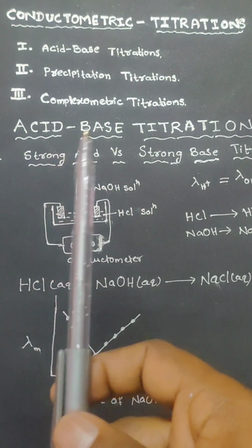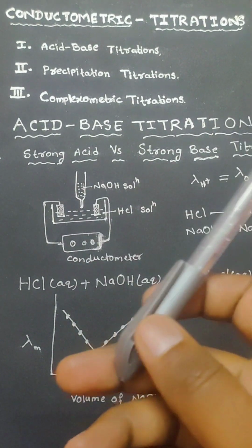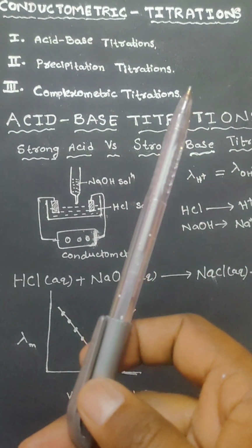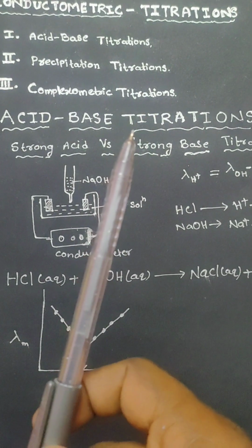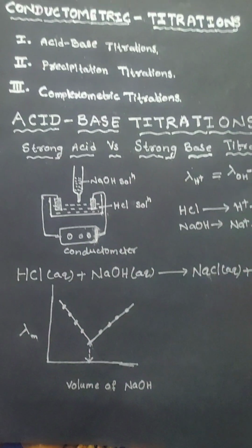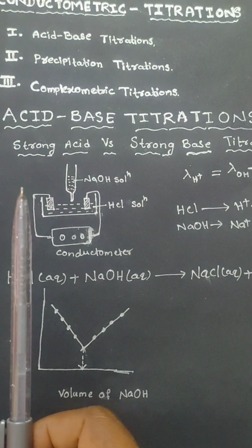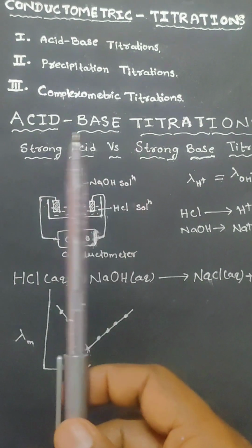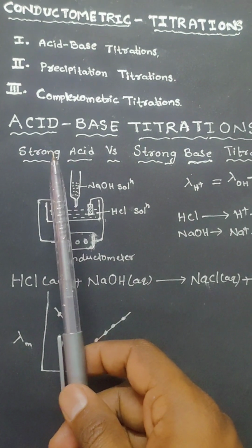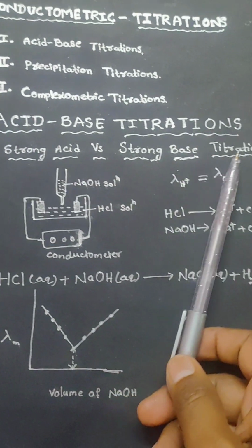Here acids are of two types, strong acid and weak acid. Similarly, bases are of two types, strong base and weak base. So on the whole we have four types of acid-base titrations. Among them, the first one is the strong acid versus strong base titration.